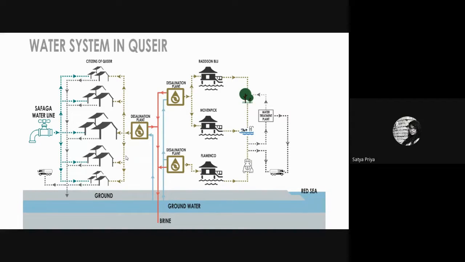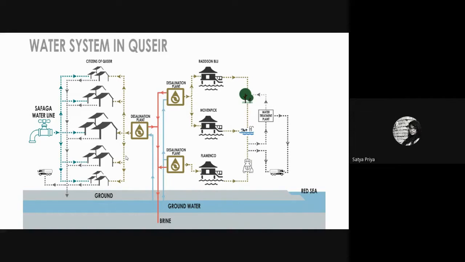Most of the citizens of Qusair get water from this line, and the other part of the system is desalination plants. Qusair city itself has a desalination plant which serves the citizens of Qusair. The resorts, on the other hand, have two different desalination plants. The Radisson and the Movenpick have one, and Flamenco has one.